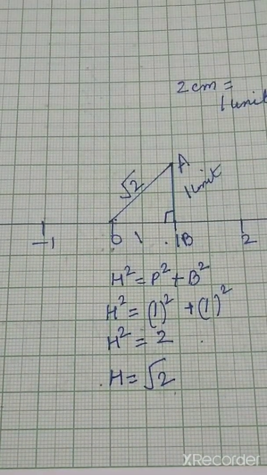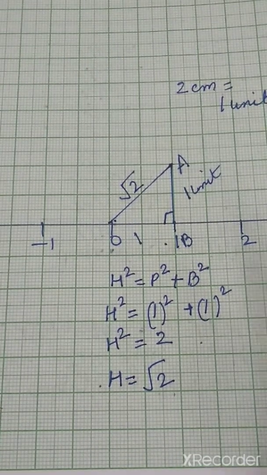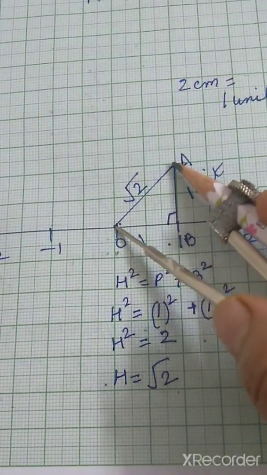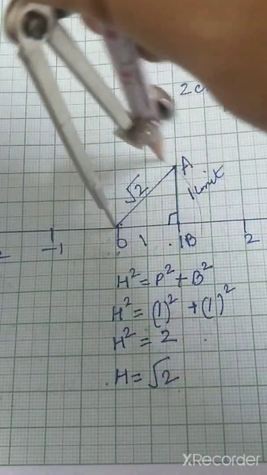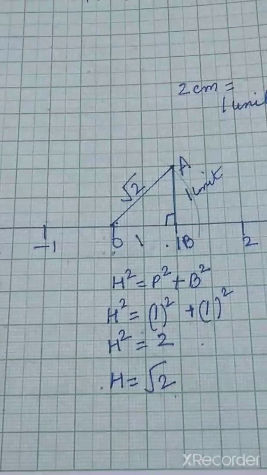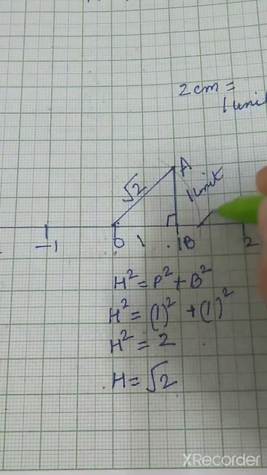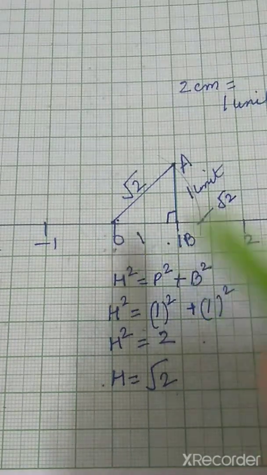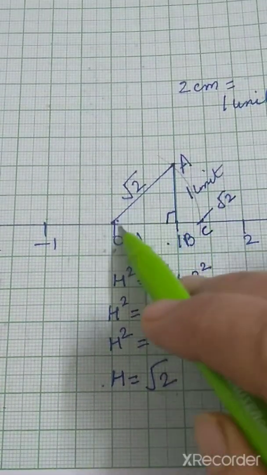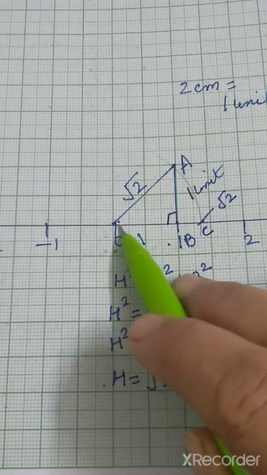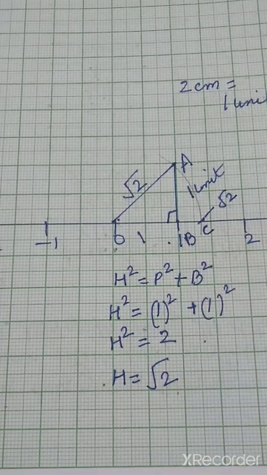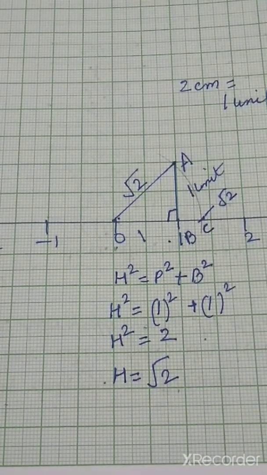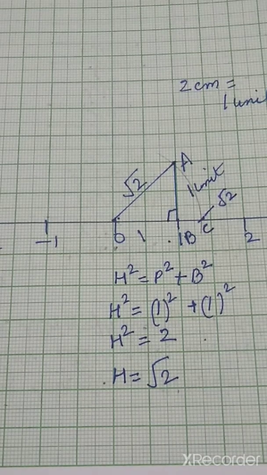Now how to locate this on the number line? We will open a compass with radius OA, that is root 2. We have opened our compass with radius OA and cut an arc on the number line. Wherever it cuts the number line, that will be your root 2. We will mark this point as C. So OC is the value of root 2. This is how you represent root 2 on the number line.